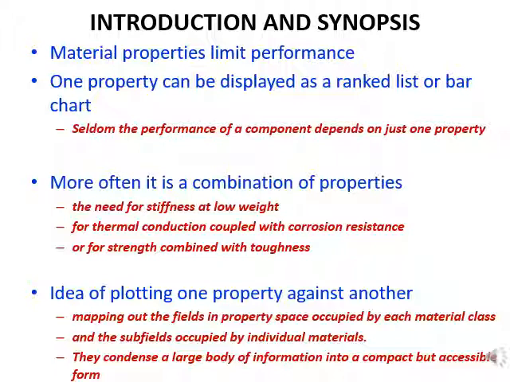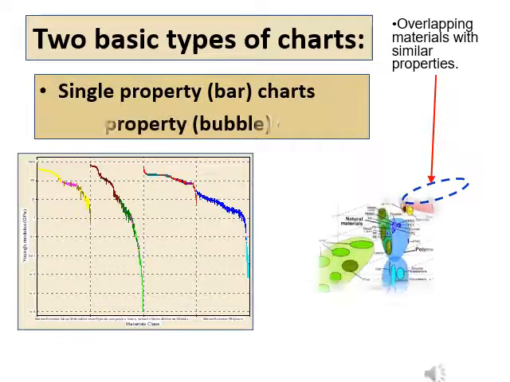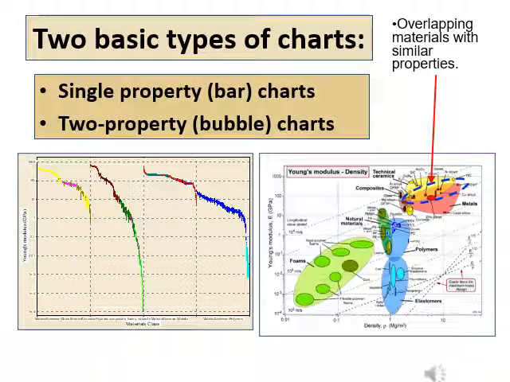They condense a large body of information into a compact but accessible form. There are two types of charts. The first one is a bar chart, which is a single property of material plotted against all materials in their own respective family of materials. The second chart is a bubble chart, which is the plot of two different properties such as Young's modulus and density against all materials available in the database. Here, you can see some materials from different families of materials are overlapping, as shown in the bubble chart.